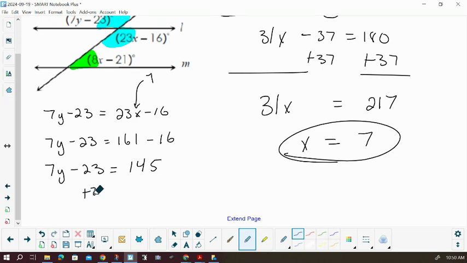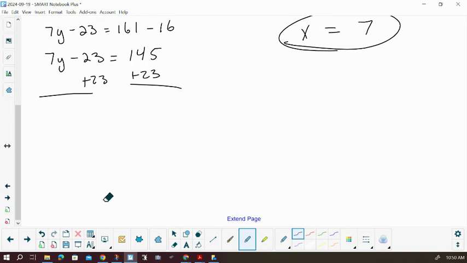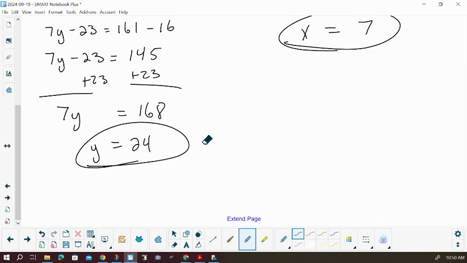Add 23 to both sides. 145 plus 23 is 168. So I get 7y equals 168. Divide both sides by 7. And I get 24. And now we have our y. And that, my friends, is how you solve this.